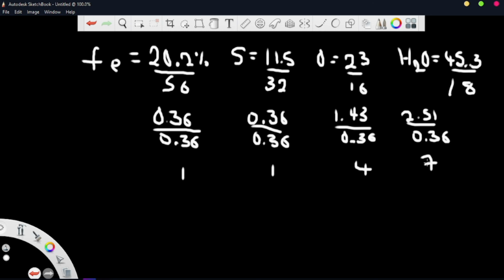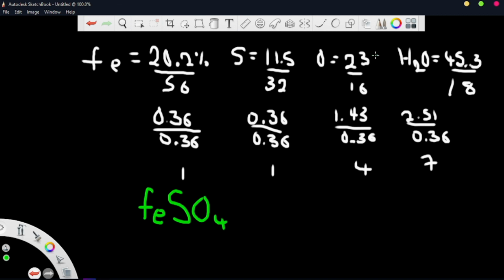Therefore our empirical formula, let me use a green, will be Fe. I said we do not write the 1, so I will not write it. S, it's also 1. O sulfur 4, so I'm just going to write it. And then notice we have got a 7 for H2O.